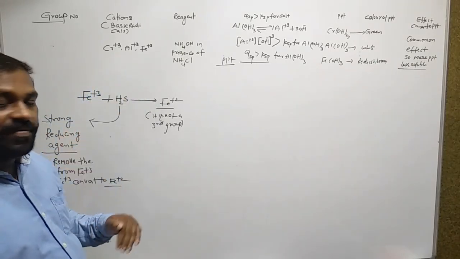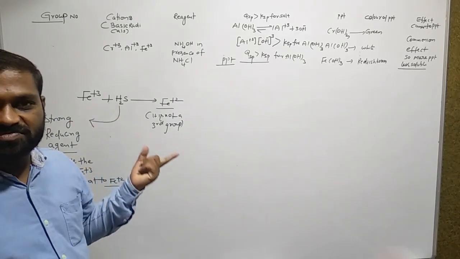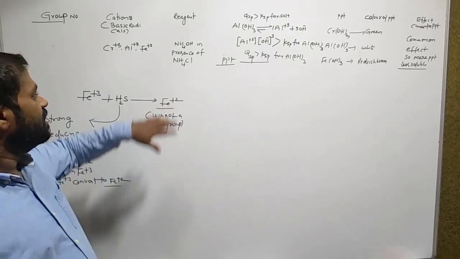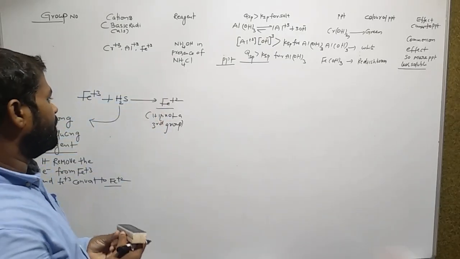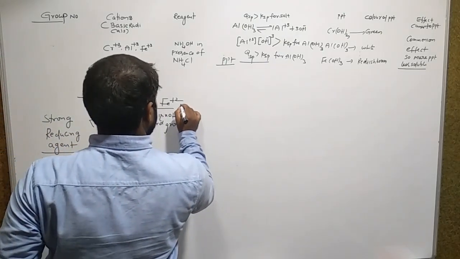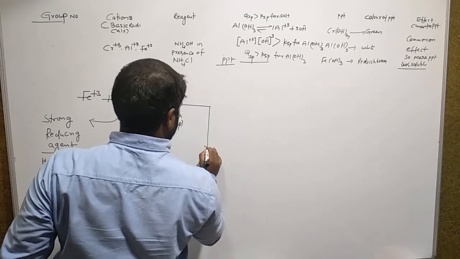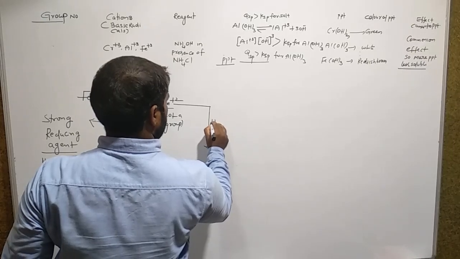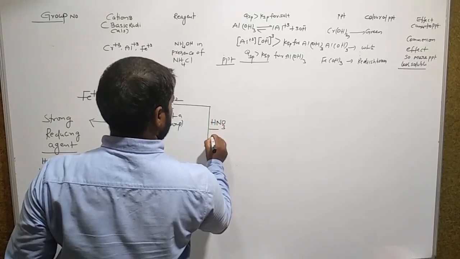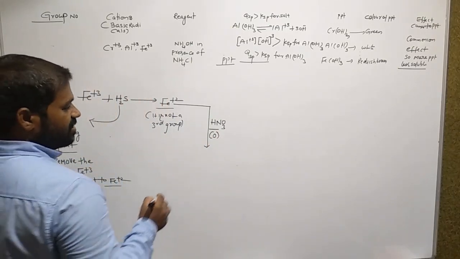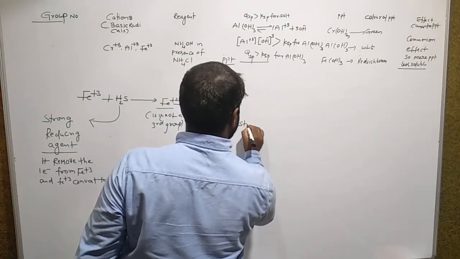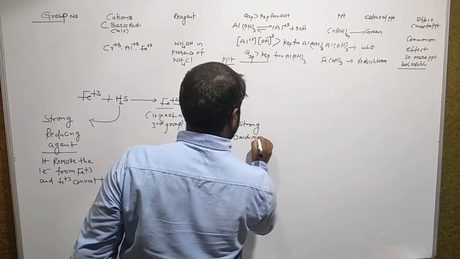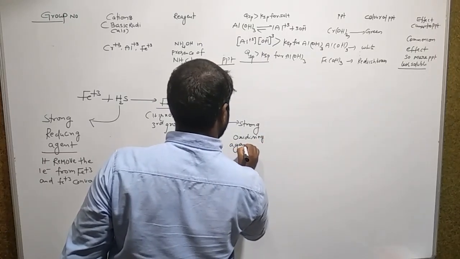So by the presence of H2S after filtration of the second group, it converts the third group cation to Fe plus 2. But actually what we need is Fe plus 3. So for that purpose, we add HNO3, nitric acid. That means an oxidizing agent. HNO3 is a strong oxidizing agent. Clear?